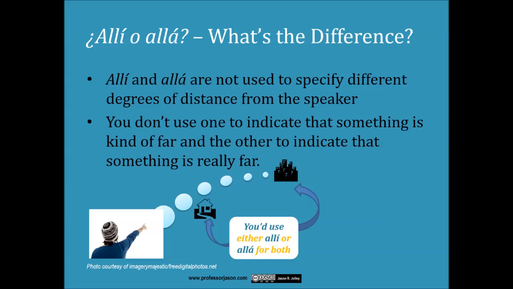You just don't. So that's what this little illustration shows, right? If I'm the guy in the cap, and I'm pointing to a couple things, one of them's relatively far, the other one's super far, I can use either one to refer to both. I can say, me gusta esa casa allí, or me gusta esa casa allá. I can also say, me encanta aquella ciudad allí, right? If we're looking way off in the distance, we see a city. Or I can say, me encanta aquella ciudad allá. In other words, there is no distinction in terms of degree of distance from the speaker.